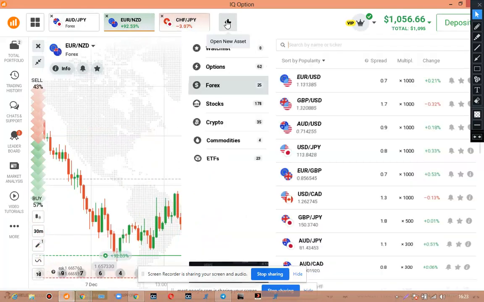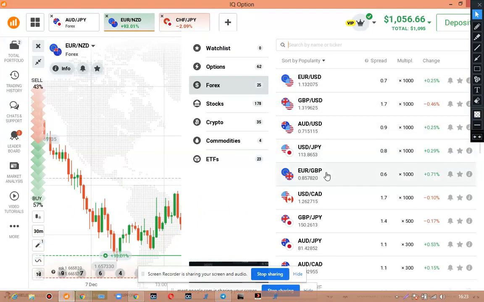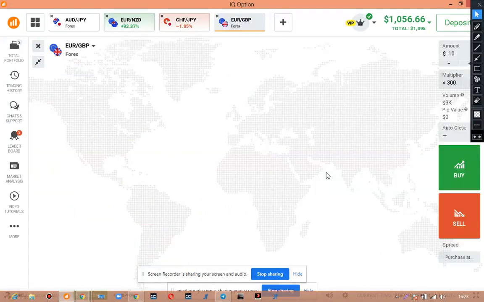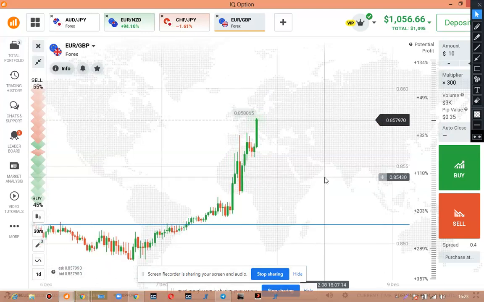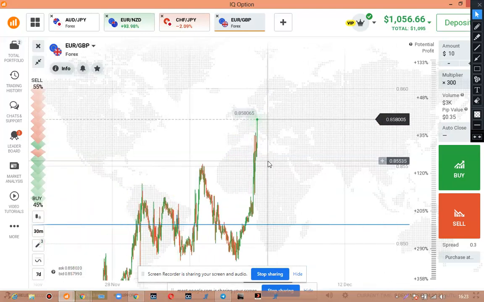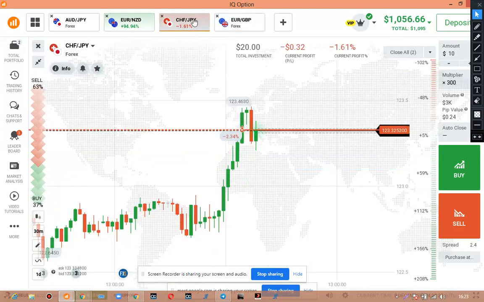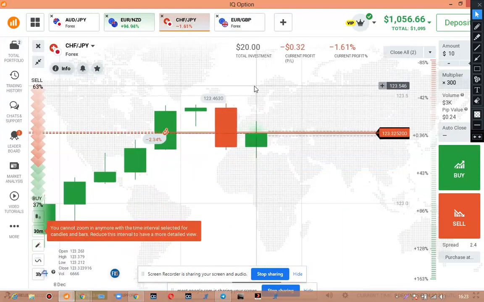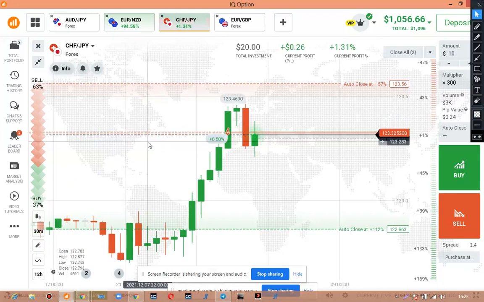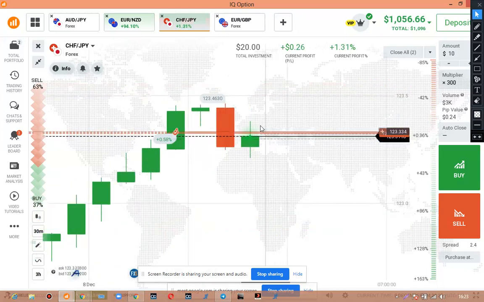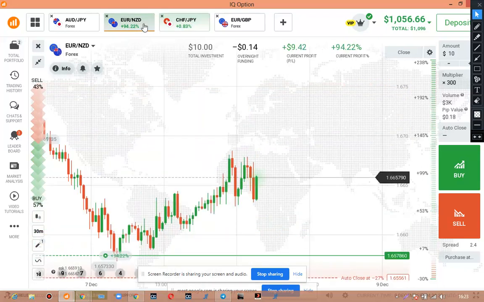The market has already taken profit on Euro GBP, right? And the price is still bullish. Wow, if I had known, I should have extended the take profit, but not to be greedy, I still made profit out of it. So this is it, very simple. And Euro NZD is also going bullish.